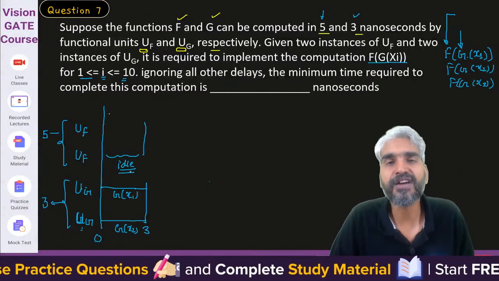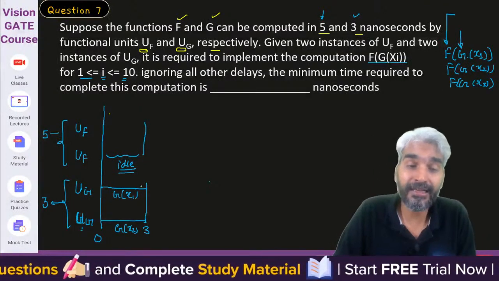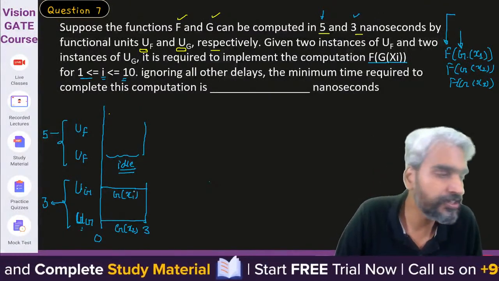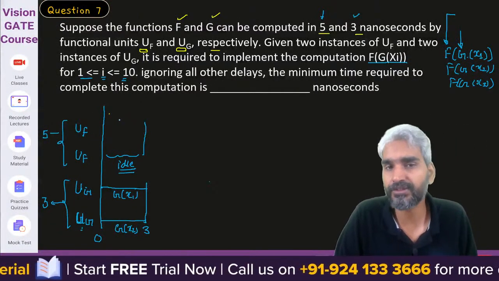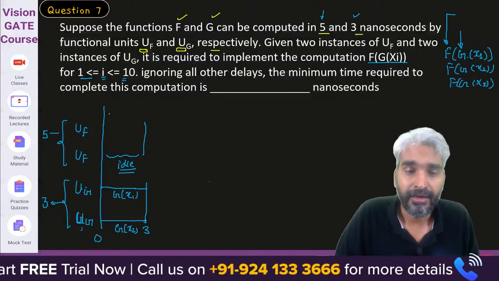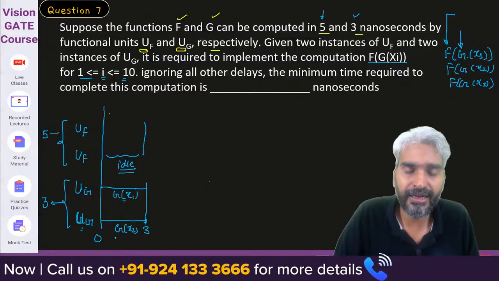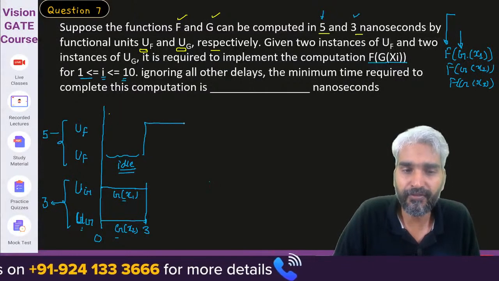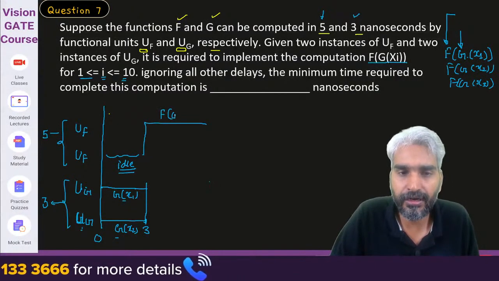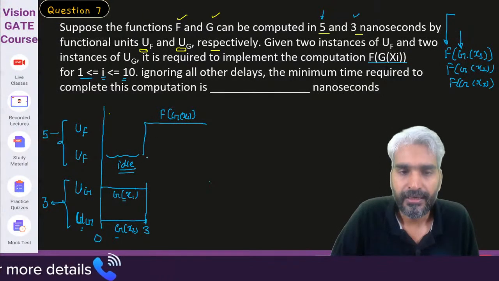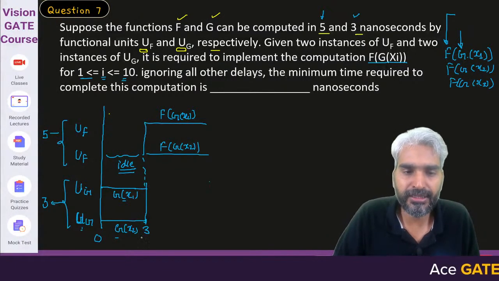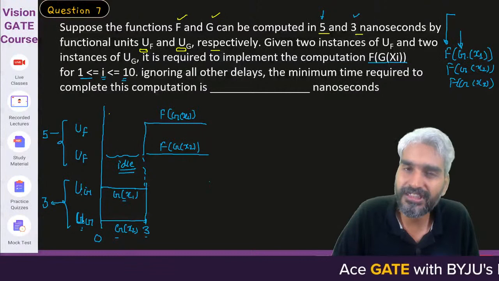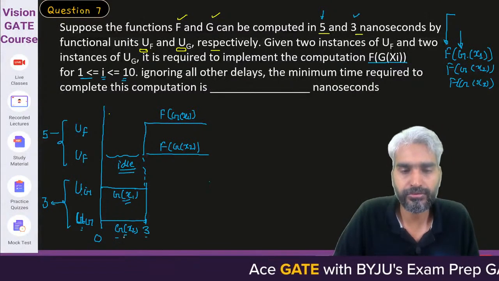At this point of time, function unit F will be idle, because until you have the value of G of x1, G of x2, G of x3, etc., you cannot calculate F of G of x1, F of G of x2, and so on. So this will remain idle. Now, at time unit 3, you have G of x1 and G of x2. Therefore, you will start performing F of G of x1, and at the same time, you will start performing F of G of x2. It will start at time unit 3 when function unit G has performed these two operations.